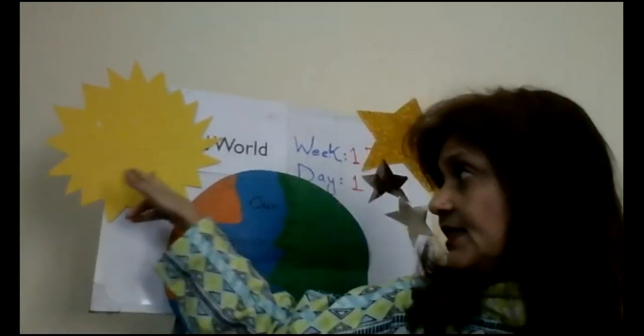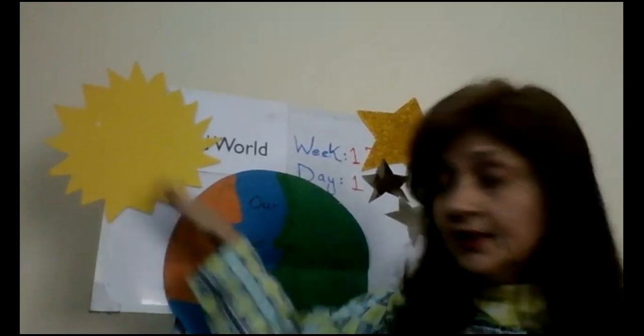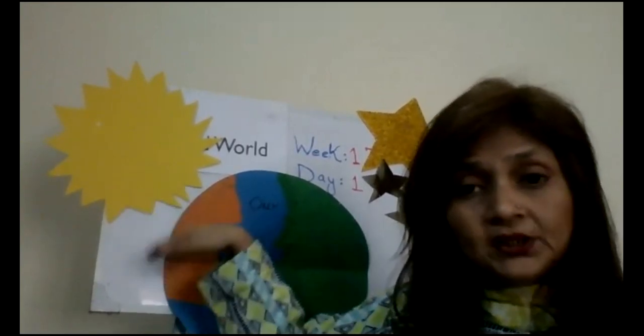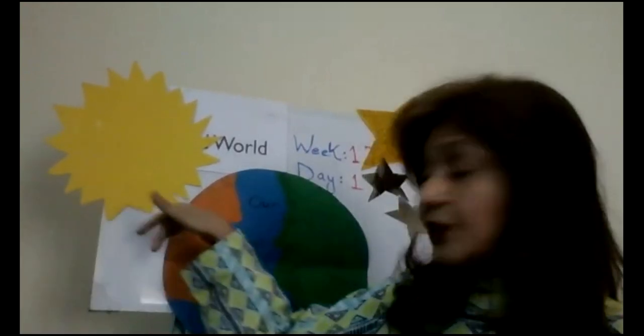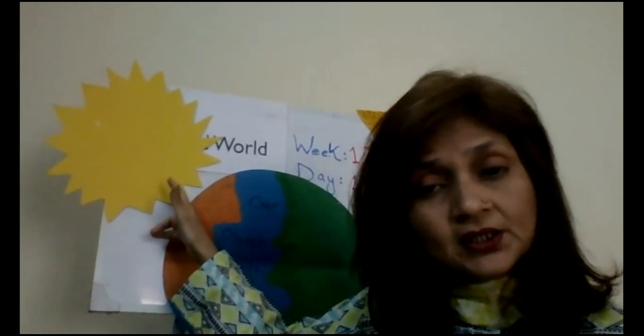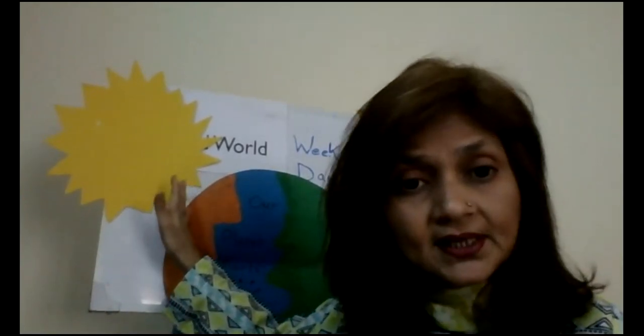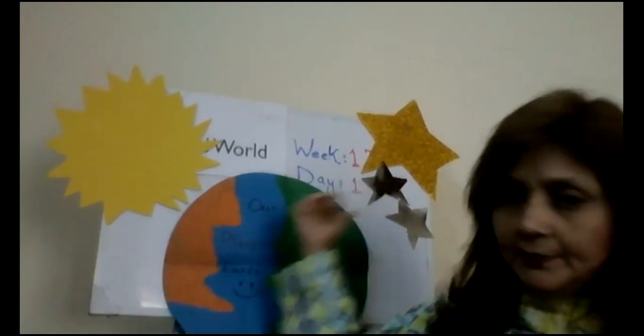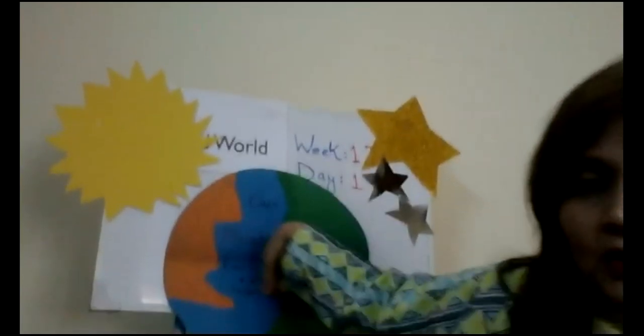So you can see this is the sun and this is our Earth. Right now you can see on my board that both the sun and the Earth are very close. So the part of the Earth which is facing the sun and getting more sunlight will be hotter than the part on this side. It won't be that hot. Okay, so this is what it is.